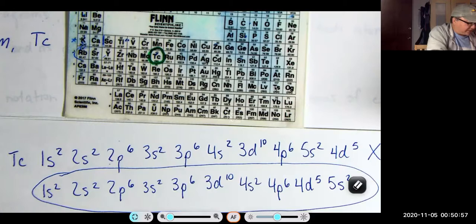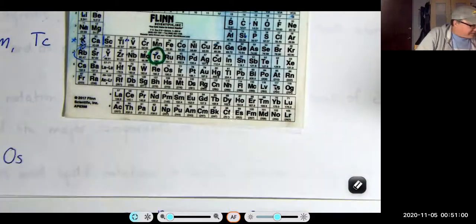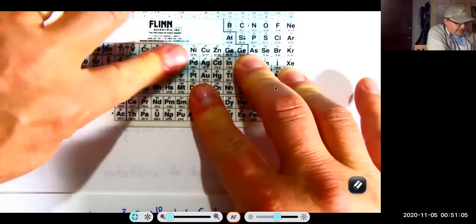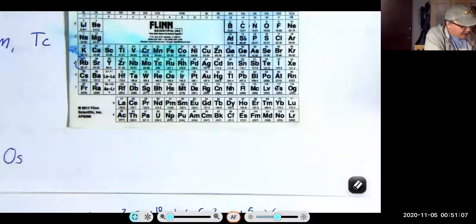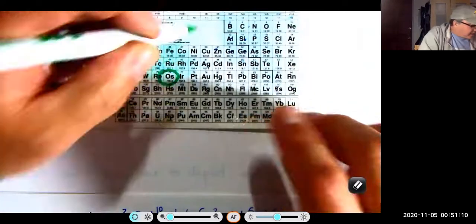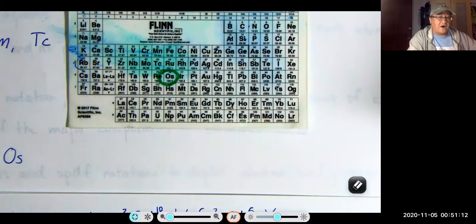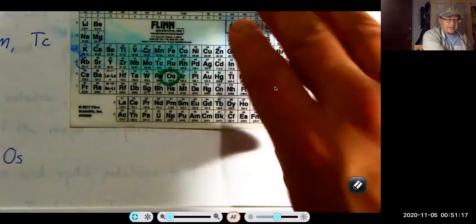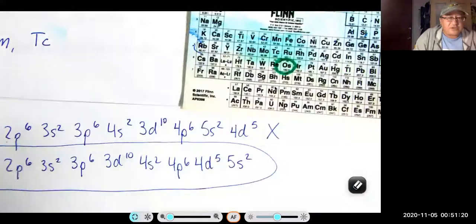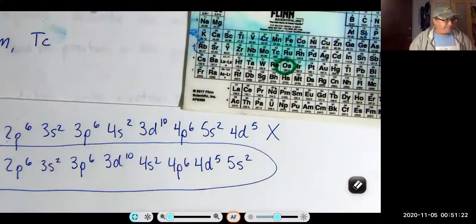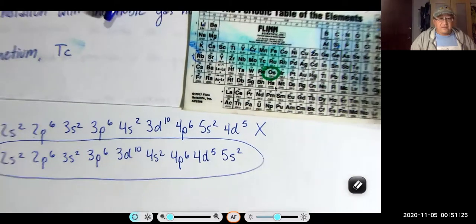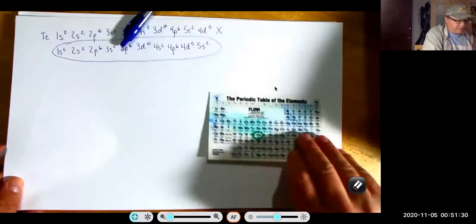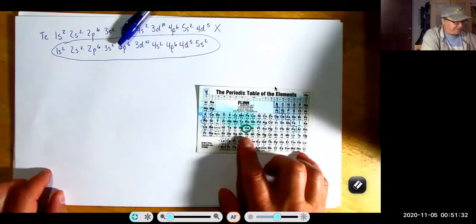Okay, so let's try that again for osmium. So I'm going to erase this. And here's osmium right here. And osmium I'm going to tell you is far, far more interesting. So what I'm going to do here is I'm going to zoom out and I'm going to draw the blocks again and show you how to do osmium. So take a look at where osmium is here.